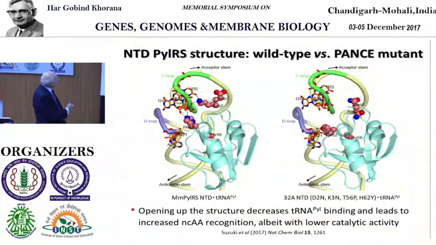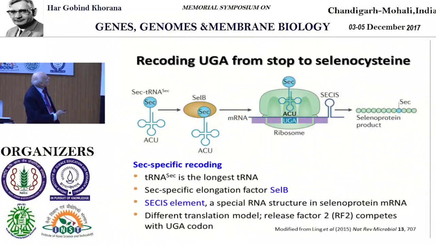And this is just because it looks very nice. The wild type structure, and this is a mutant structure, and you see how the tRNA binds. In the mutant, where we get the increased activity and different specificity, opening up the structure decreases the tRNA-Pyl binding and leads to increased non-canonical amino acid recognition, but with lower catalytic activity.